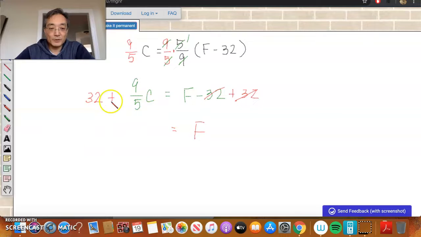And I'm going to switch these so that it looks like the other one. So F equals 9/5 C plus 32. Okay, so that's our first answer.